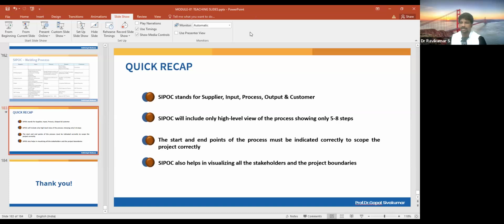Any questions, guys? Any questions from your side? Is SIPOC related to standard operating procedure? I'm not saying it's related to that, but the various processes undergone, right? To whom it is actually beneficial.